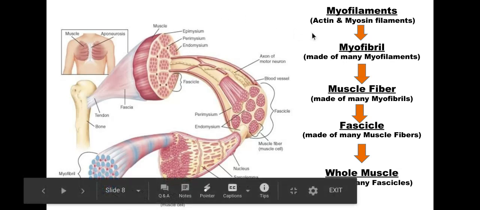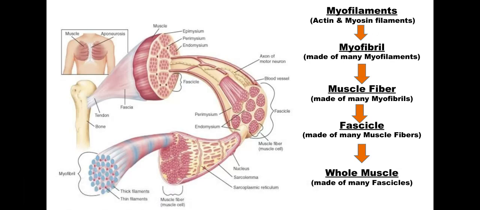So you've got these filaments bundled together to make that myofibril. You've got your myofibrils bundled up together to make a muscle fiber. That's the individual cell. You have muscle fibers bundled together to make fascicles, and fascicles bundled together to make up your whole muscle.